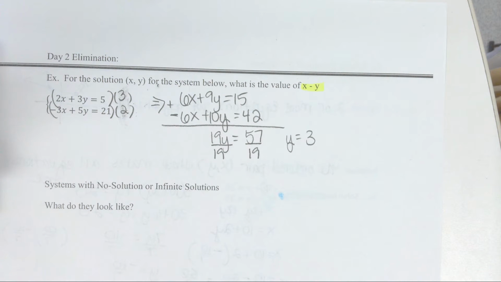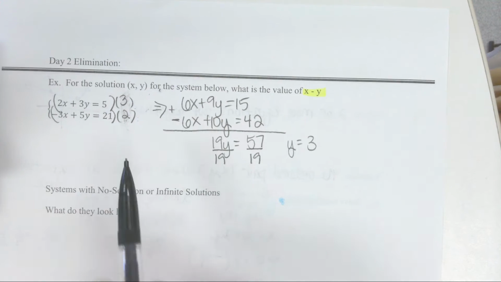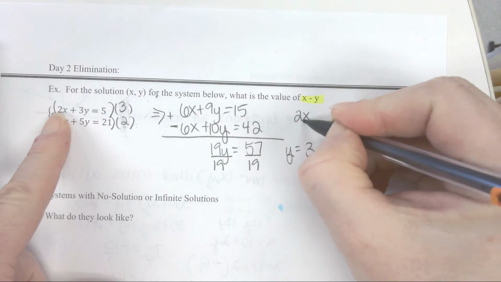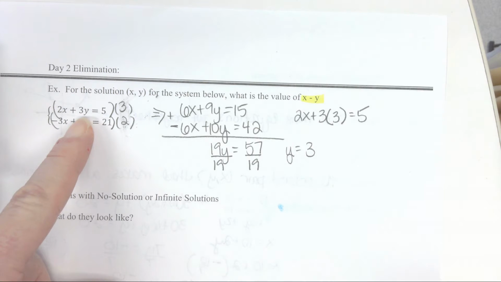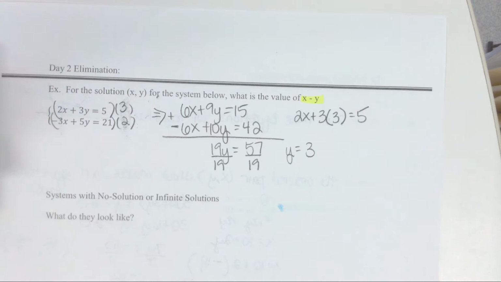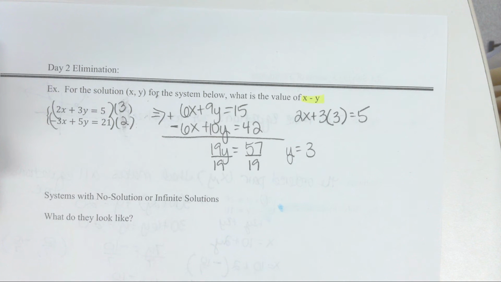Now let's use what we learned yesterday, the concept of substitution. If you want to find the other variable in either of the two rows, it does not matter which one, we now know y. Put it in the spot where y is. So I'll take the top row: 2x plus 3 times 3 equals 5. Either row should work because this is going to make both true. Can you solve for x, please?